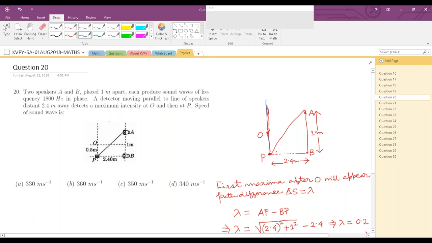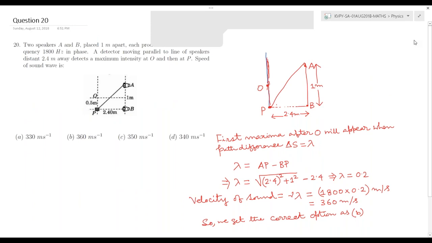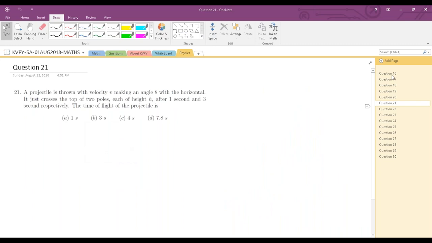What is the path difference? AP minus BP. And as we discussed a few minutes back, the path difference is nothing but lambda. So lambda is equal to AP minus BP. All right. So if you do not have any question here, we can proceed to the next question on projectile motion.